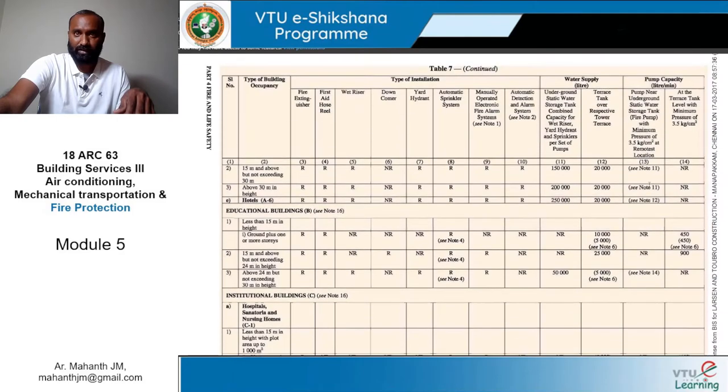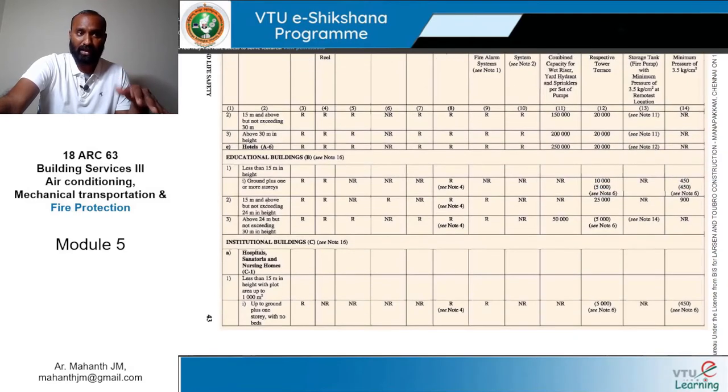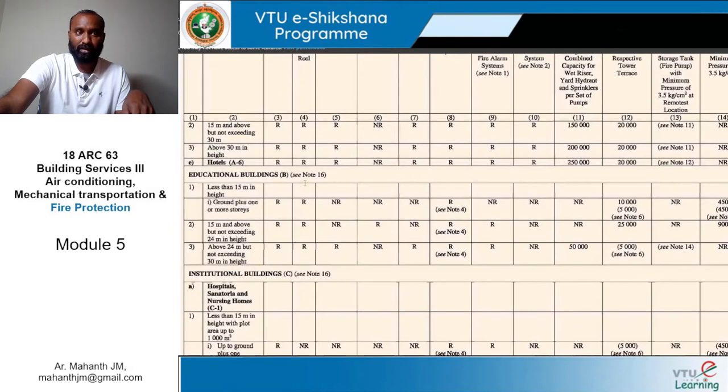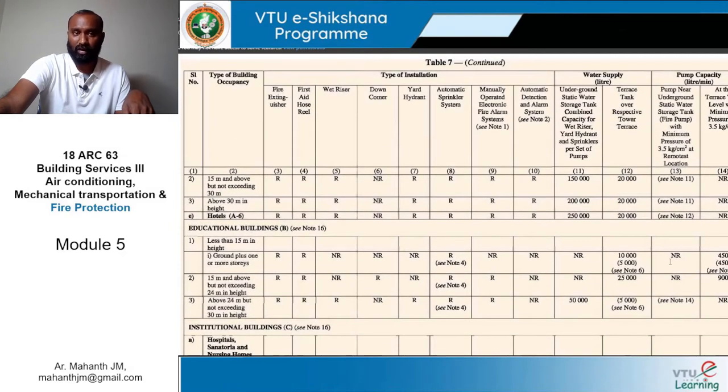Okay. So they say note 6. So this is required, but if the basement area exceeds 200 square meters, we should give the amount which is provided in the bracket as well. Clear? So now when the height exceeds 15 meter but not exceeding 24 meter, and again when it exceeds 24 meter but not exceeding 30 meters, the requirement, the values are all changing.